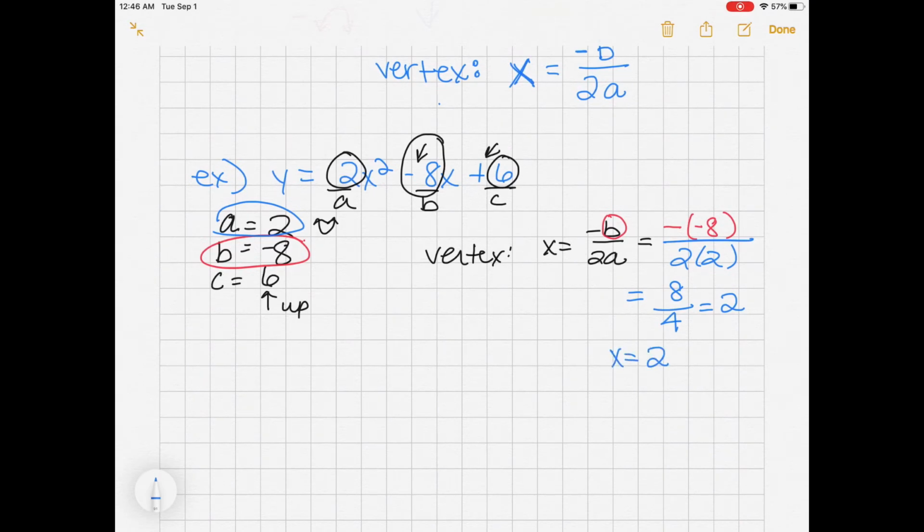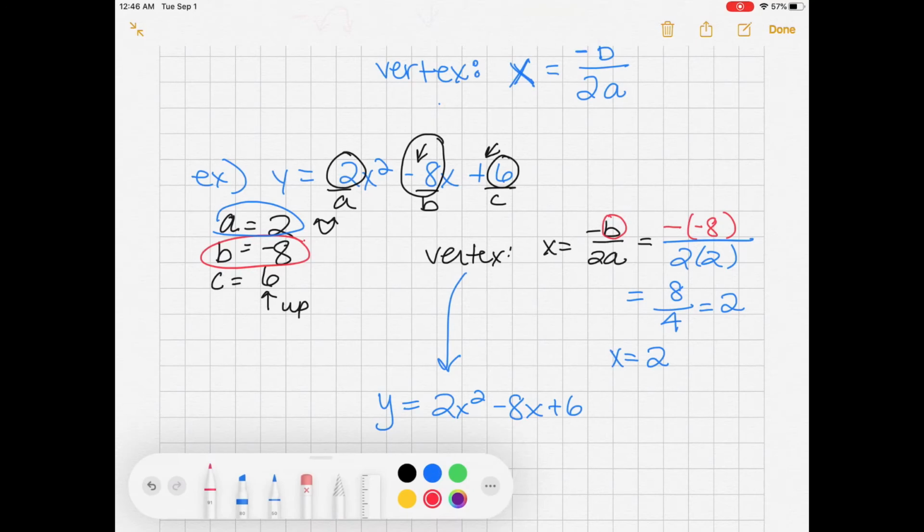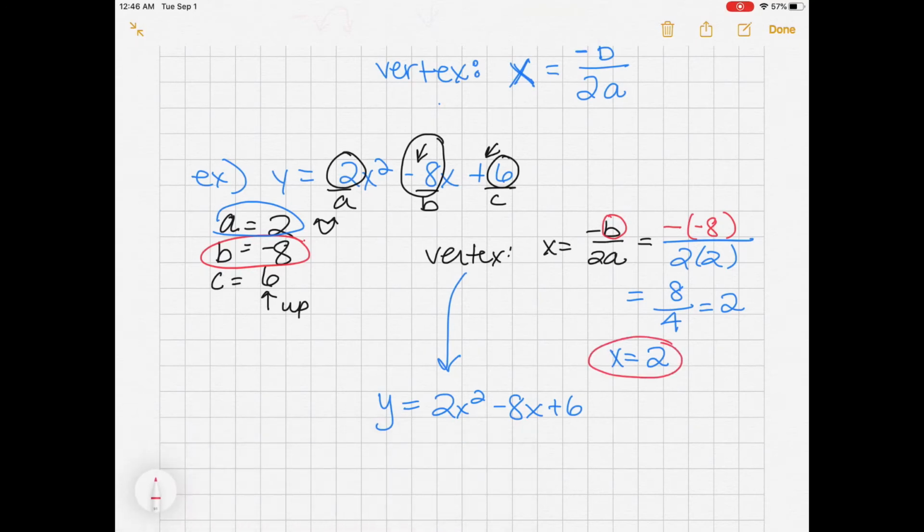Well, hold on a second. A point has to have 2 coordinates, right? It's not enough to just have x equals 2. We can't plot that. So in order to find the rest of the vertex, we know y equals 2x squared minus 8x plus 6. Well, we just found what x is at the vertex. So to find the y coordinate at the vertex, we're going to plug in x equals 2 every time I see x. So the y coordinate of the vertex is 2 times 2 squared minus 8 times 2 plus 6. And then we just evaluate.